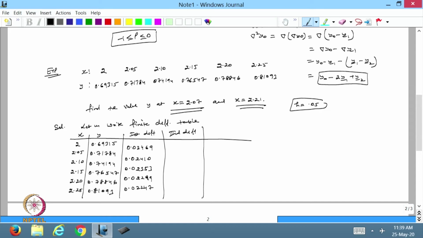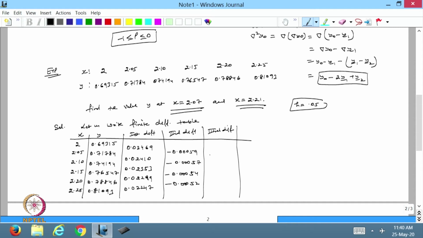So, the second difference will be minus 0.00059, 0.00057, 0.00054, 52. Second difference, then we go for third difference.